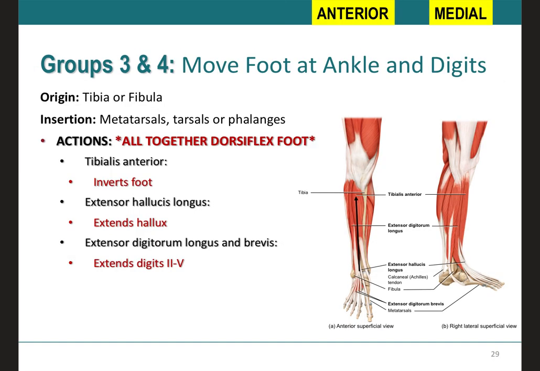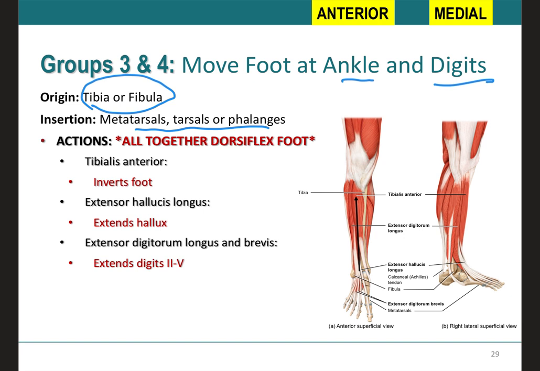Moving on, these are group 3 and group 4 in the anterior compartment, so muscles that move the foot at the ankle and the digits. They will originate on the tibia or fibula, and they will insert either on the metatarsals, the tarsals, or the phalanges. First, let's start with the tibialis anterior. It will originate on the tibia and it will insert on the metatarsals. Therefore, it will invert the foot.